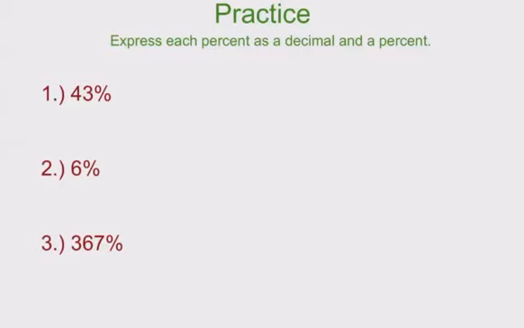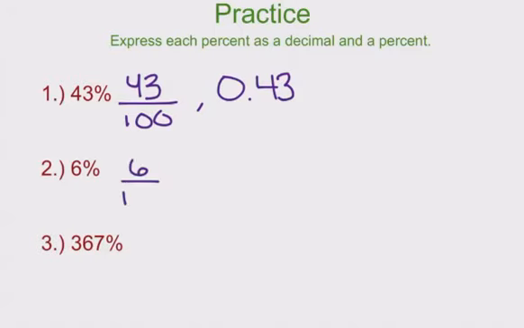Okay, let's go over the practice problems. In the first one, we'll write 43 over 100. This fraction is actually already reduced, so we would leave it as 43 over 100. Then we want to write it as a decimal, so it would be 43 hundredths. In the next one, 6%, we'd write it as 6 over 100.